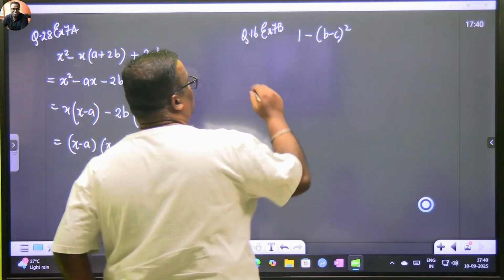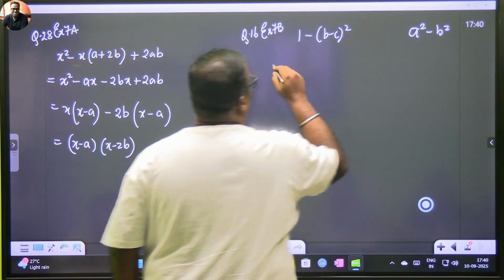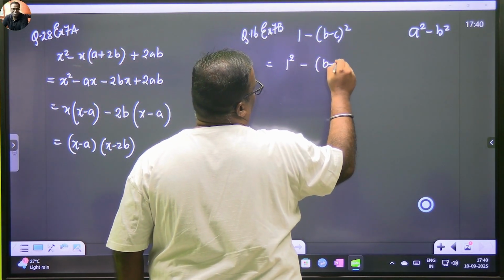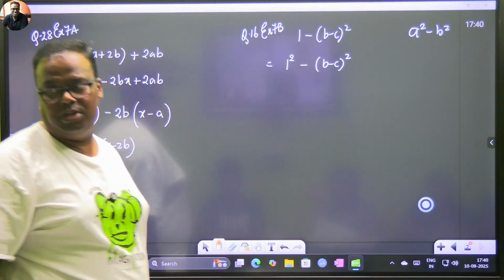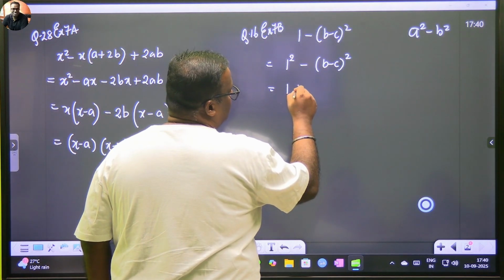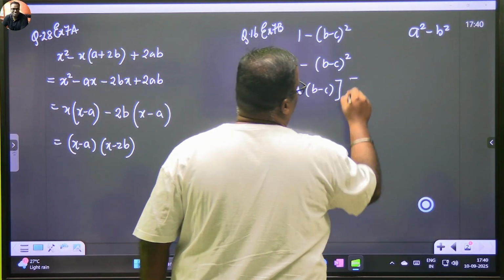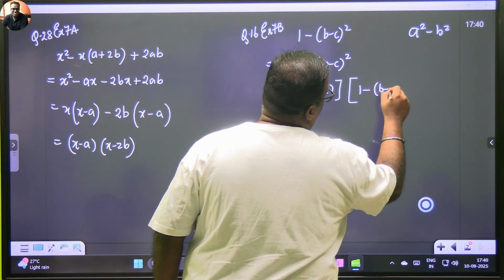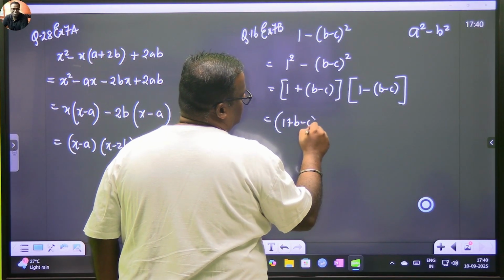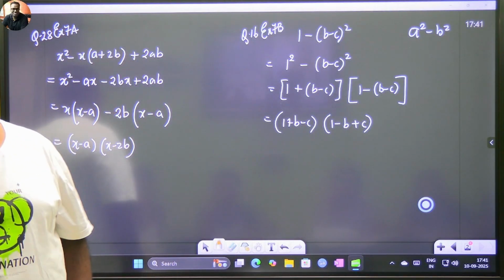So good. We should always try to fit what in this chapter? A square minus b square. That's what we have to fit. So let's fit it. 1 can be written as 1 square minus b minus c whole square. So this is a square minus b square. So the formula is what? A plus b: 1 plus b minus c, and then 1 minus b minus c. Further we'll simplify it. 1 plus b minus c, 1 minus b plus c.